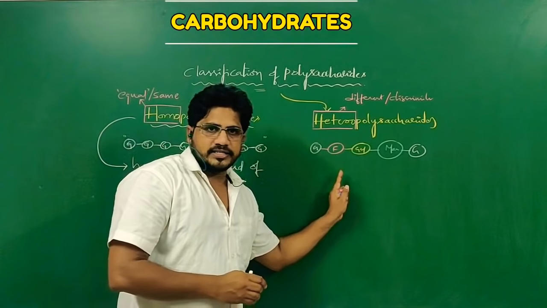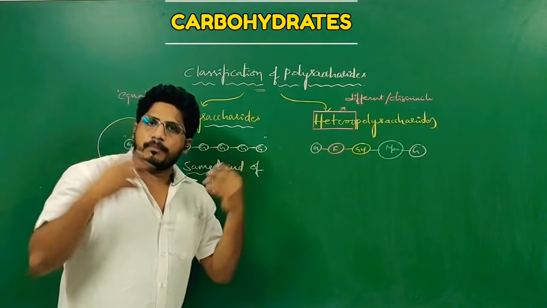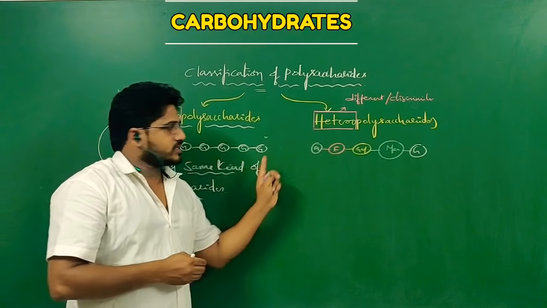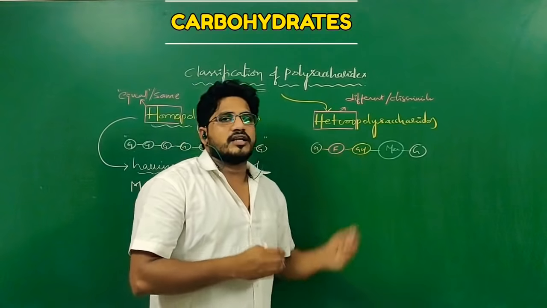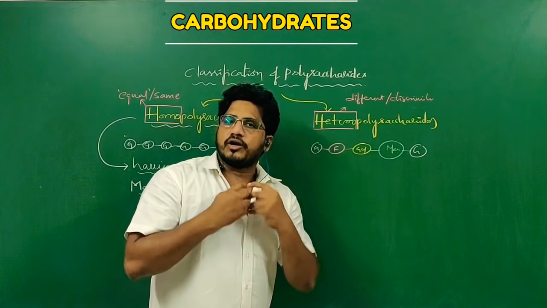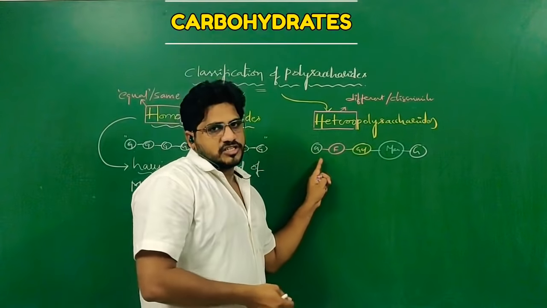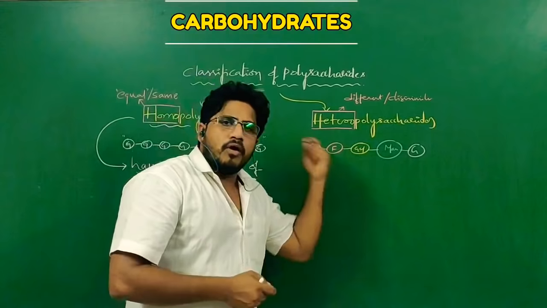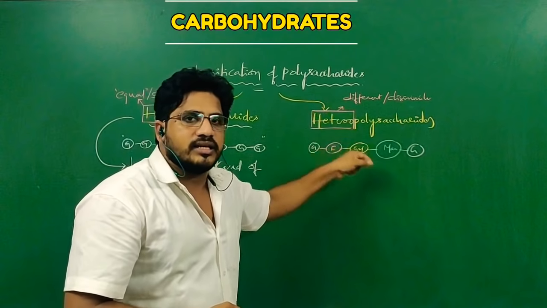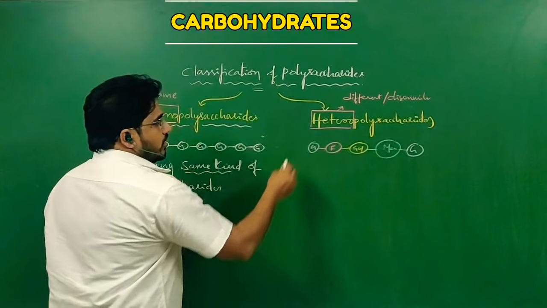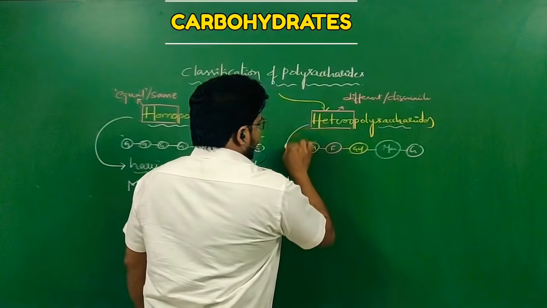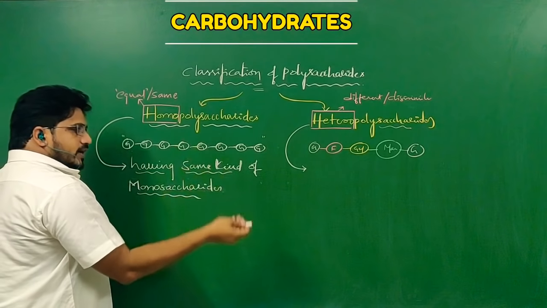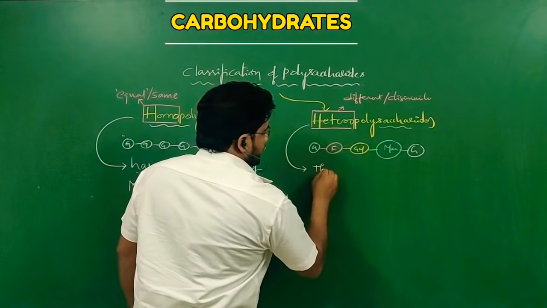Both are polysaccharides. These polysaccharide structures are compact but composed of the same or similar type of monosaccharides. These other polysaccharides are also compact or complex structures, but in their structure, not only one type of monosaccharide exists, more than one type of monosaccharide exists in that structure. Then it is called heteropolysaccharide. What is heteropolysaccharide? They have a dissimilar or different kind of monosaccharides.